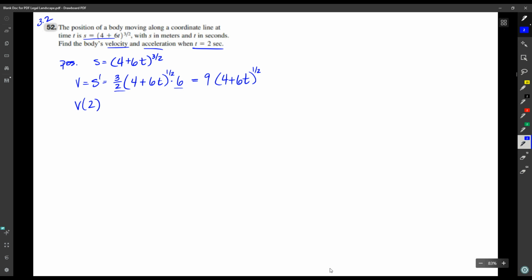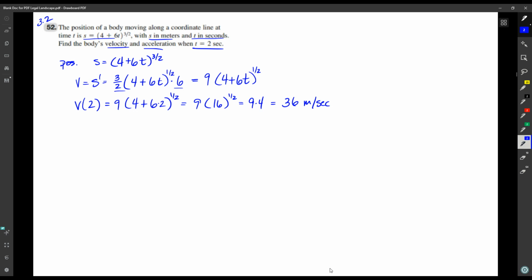v of 2 would then be equal to 9 times (4 plus 6 times 2) to the power of 1/2. So that's 9 times (4 plus 12), so 9 times 16 to the half. Well, 16 to the half is like asking for the square root of 16, so this is 9 times 4, which is 36. And since we're measuring s in meters and t in seconds, this is meters per second.